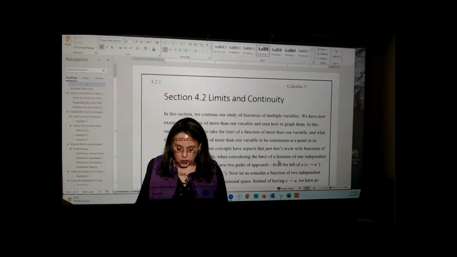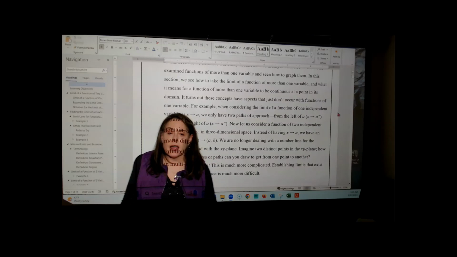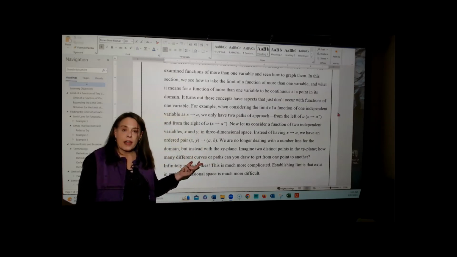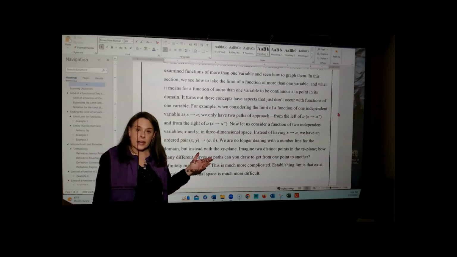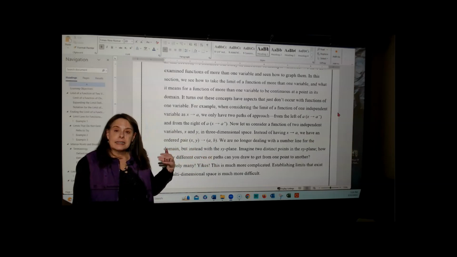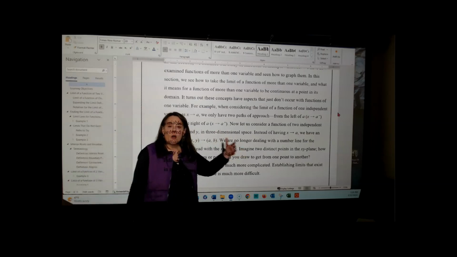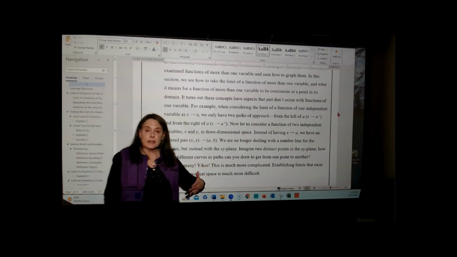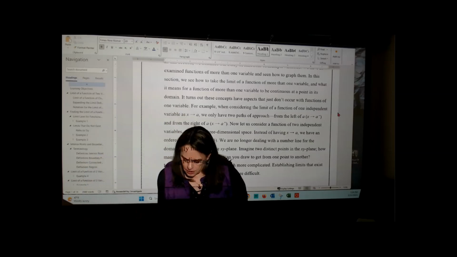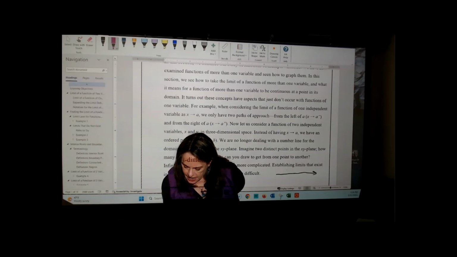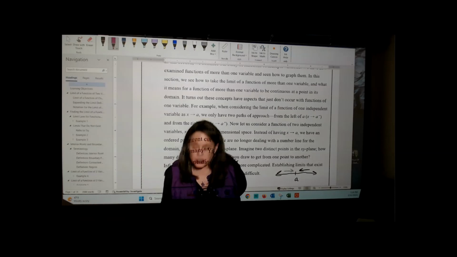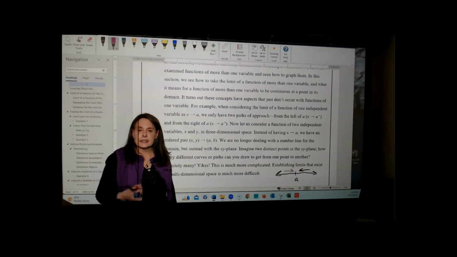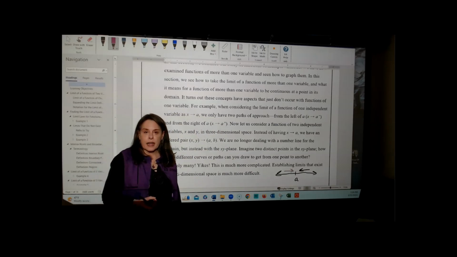Here in the introduction, we talk about approaching a value of x from the left or the right. If we have f, which is a function of one independent variable, then we can take the limit as x approaches a, or the limit as x approaches a from the left, or from the right, meaning that we have a number line. And if we have a number line, then x is getting close to the value of a somewhere on the number line, either by approaching from above or by approaching from below. There are only two ways to get to a, and that's from the left or from the right. This makes it much simpler in the single variable case.